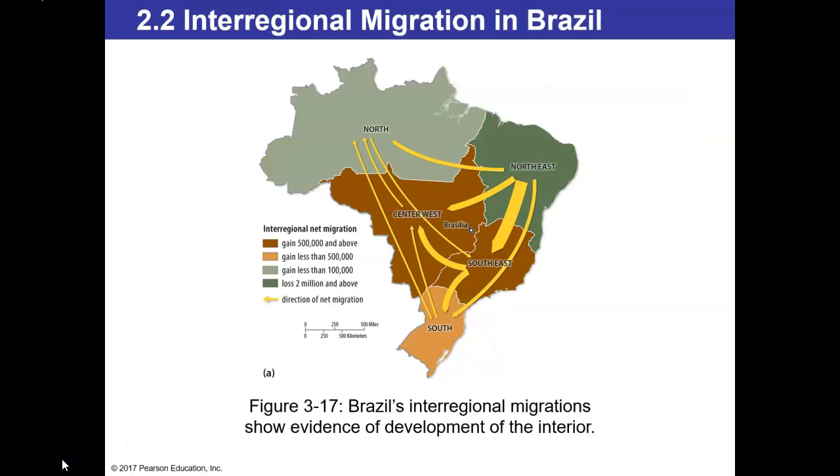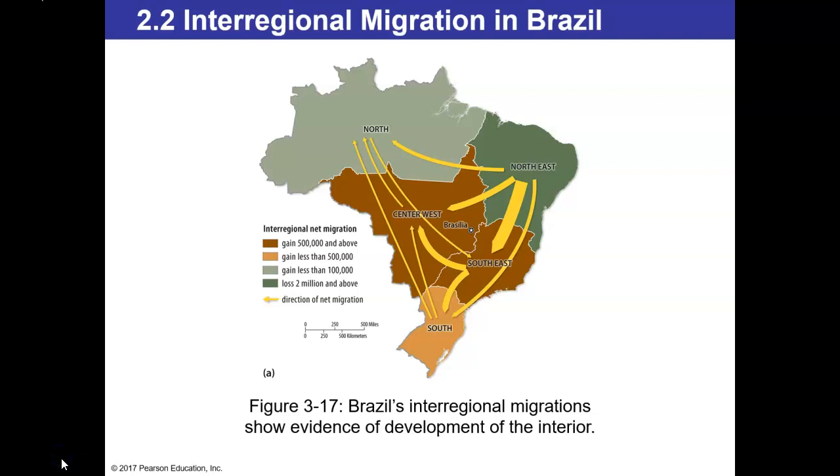Lastly, we're going to be looking at interregional migration of Brazil. This is figure 3-17, also located on page 89 of your textbook. Just like China, most Brazilians live in a string of large cities near the East Coast. This has a lot to do with Brazil's tropical interior that's sparsely inhabited.